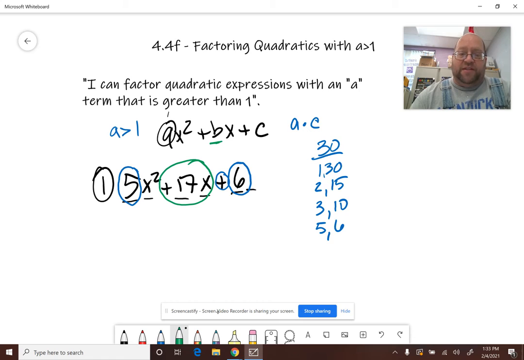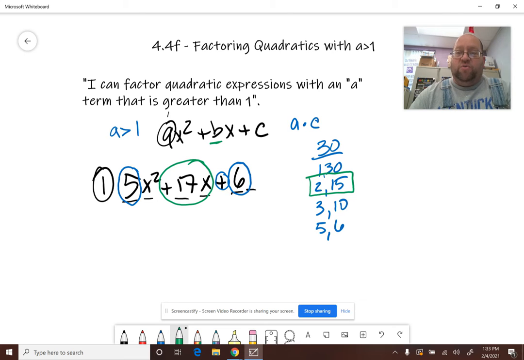So let's think about this. What numbers over here could be added together to make 17? 1 and 30 is definitely not it. That's 31. 2 and 15, however, do add up to be 17. So these are my factors that I'm going to use. Now, here's the other part that's a little bit different.